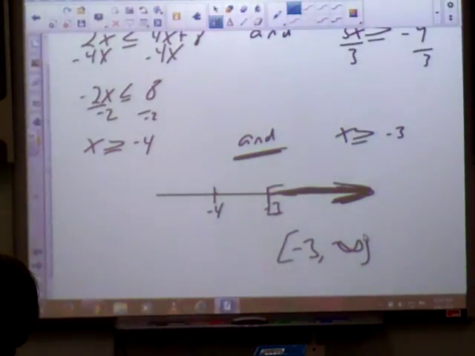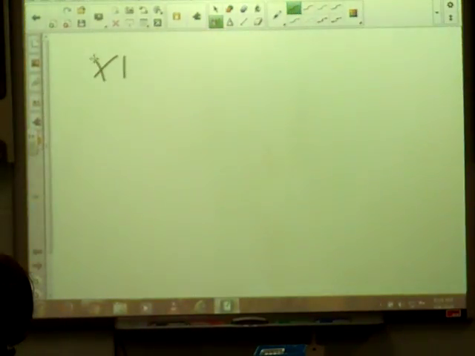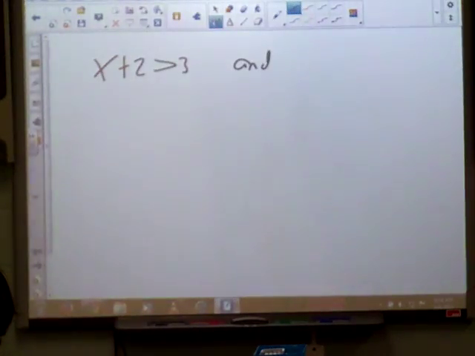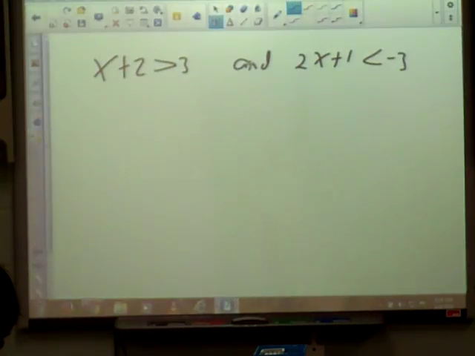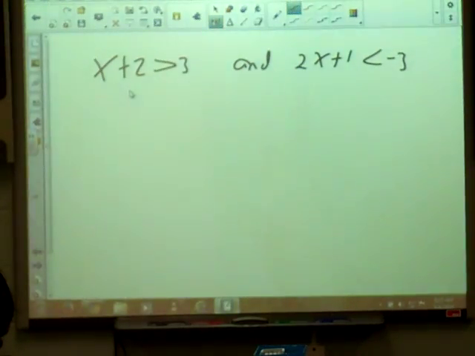Now the last type of weird one here says x plus 2 is greater than 3, and 2x plus 1 is less than negative 3. Directions are the same, solve and graph. Alright, surely you got the one on the left solved just by looking at it. Should just subtract your 2 on that, and you got x is greater than 1.